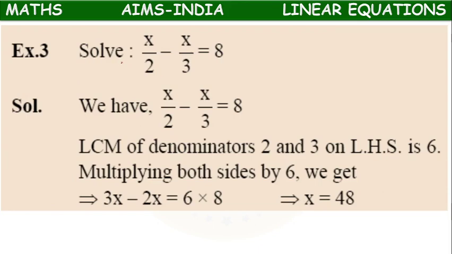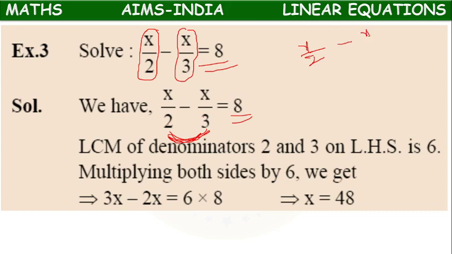Next, solve x by 2 minus x by 3 equals 8. So let's simplify this. x by 2 minus x by 3 equals 8. We need the LCM of 2 and 3. So what is the LCM of 2 and 3?